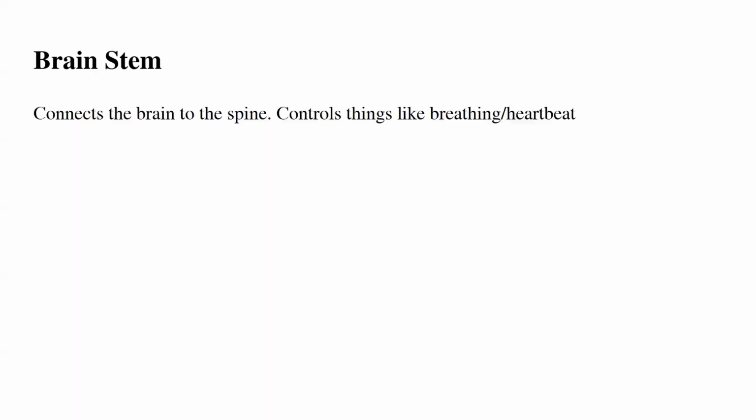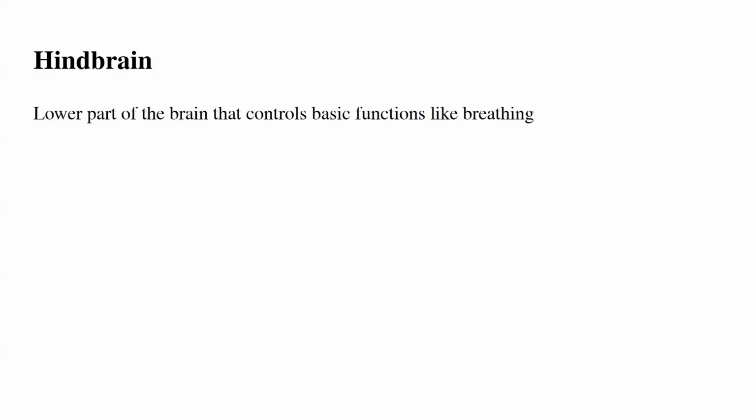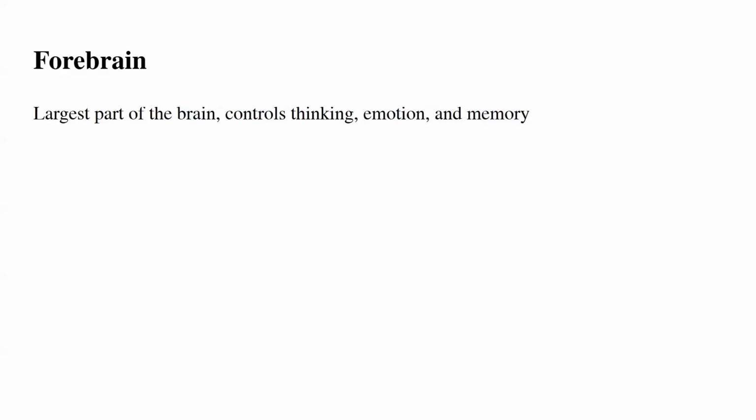Brainstem connects the brain to the spine. It also controls things like breathing and heartbeat. Hindbrain is the lower part of the brain that controls basic functions like breathing. Midbrain is located above the hindbrain and it controls vision and hearing. Forebrain is the largest part of the brain and it controls thinking, emotion, and memory.